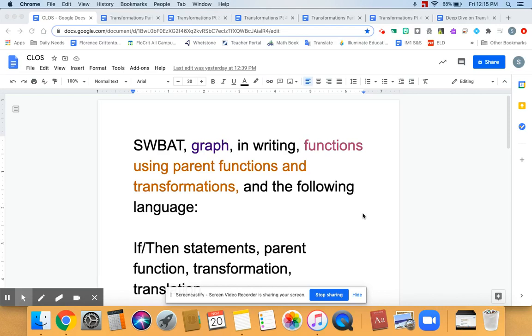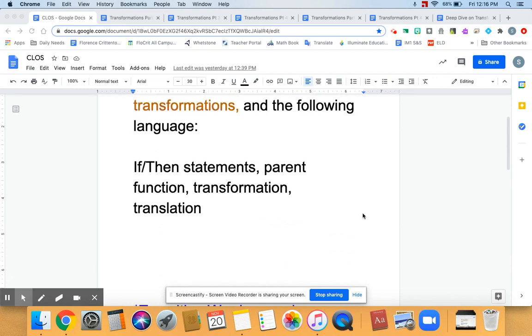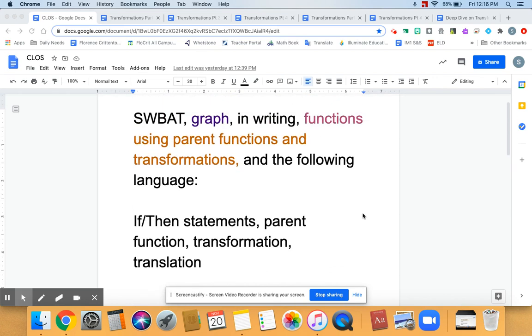The CLO for this lesson is that students will be able to graph and write functions using parent functions and transformations, as well as the following language, if-then statements: parent function, transformation, and translation. In your own words, what do you think you're going to learn how to do in this lesson?